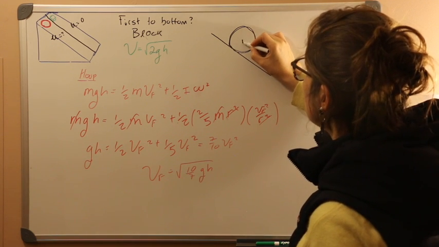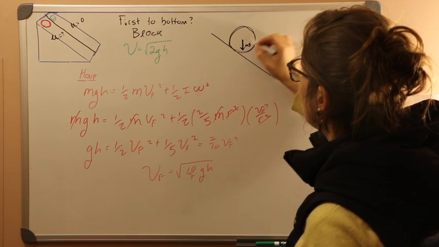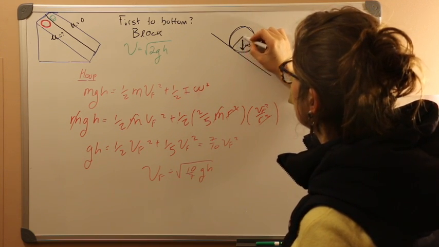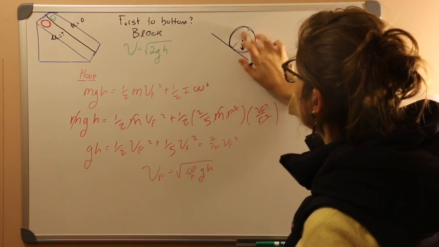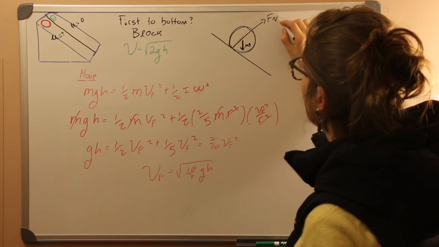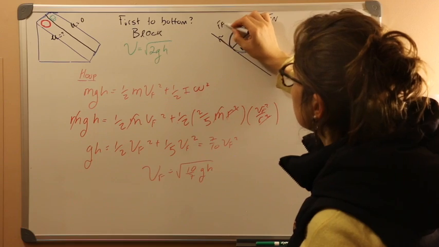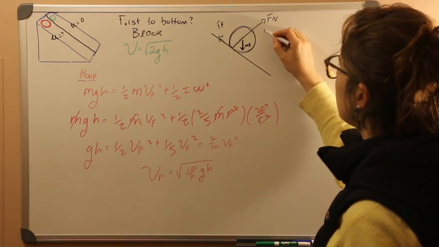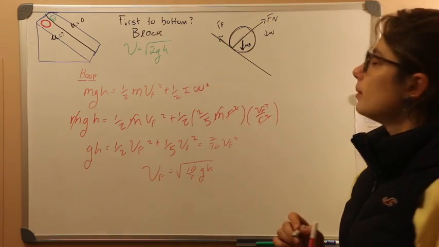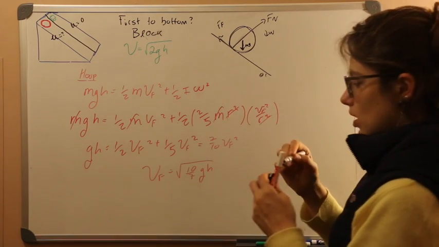Guess I have a bias against spheres. So here we have mg, straight down. We have the normal force, straight up from the ramp, perpendicular to the ramp. Then we have friction force opposing the velocity of the center of mass, also causing the torque. You can see this as an omega, like that. That's how it's rolling.